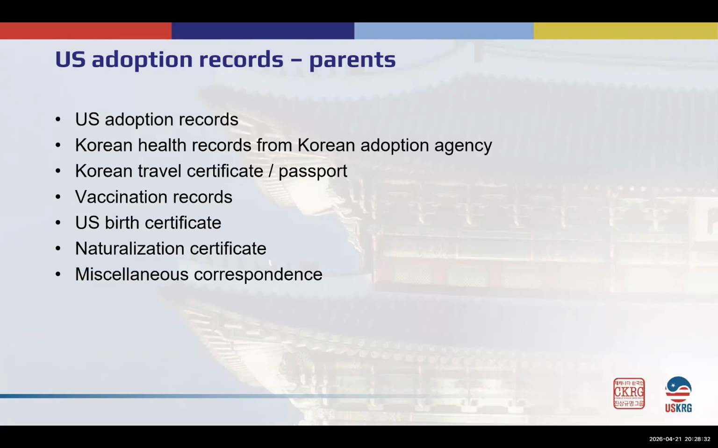They might have a US birth certificate for you that was made at the time of your adoption, a naturalization certificate, and any other miscellaneous correspondence. Like, my parents had a letter from Holt that said, "Hey, don't forget to make your child a U.S. citizen." And thankfully, they listened to that, so I was naturalized when I was 9 years old.